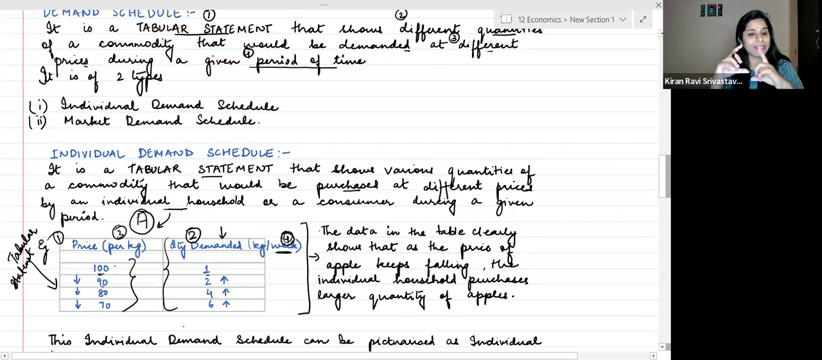Now, whenever you explain a demand schedule, you don't have to just write the table and leave it. It does not make any sense. This is what I call quantitative information. This quantitative information has to be converted into qualitative information by explaining it. The data in the table clearly shows that as the price of apple keeps falling, the individual household, or A, if you have named him as A, purchases a larger quantity of apples. Then only this quantitative data makes any sense. So whenever you are drawing a table, you have to explain the table. Otherwise, your table does not make any sense.